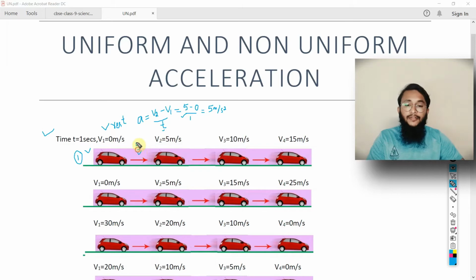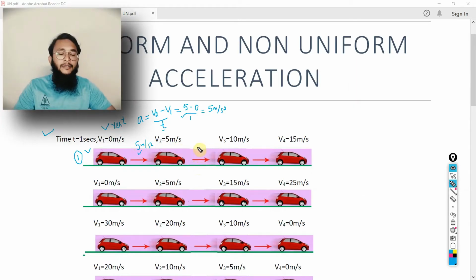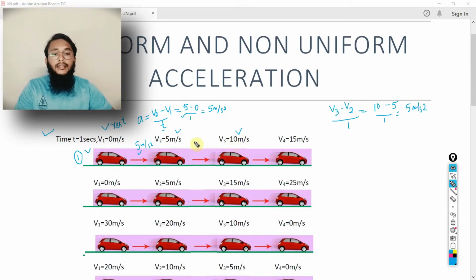Now that we know that the acceleration is 5 meter per second square here, let's find out the acceleration of the same car, right? In the second interval, the velocity change is from 5 meter per second to 10 meter per second. So let's find out the change. The change is how much? v3 minus v2 by time period, right? Time is how much? 1 second again. v3 minus v2, v3 is 10 meter per second and v2 is 5 meter per second, right? What is the time interval? 1 second. So what is the acceleration? 5 meter per second square again. Right. So we understood that here also the change in velocity is 5 meter per second in 1 second, that is 5 meter per second square is the acceleration.